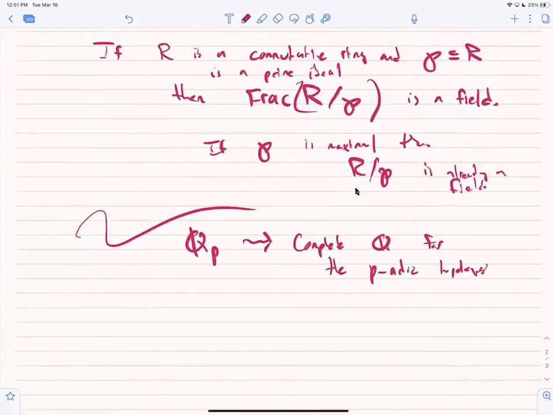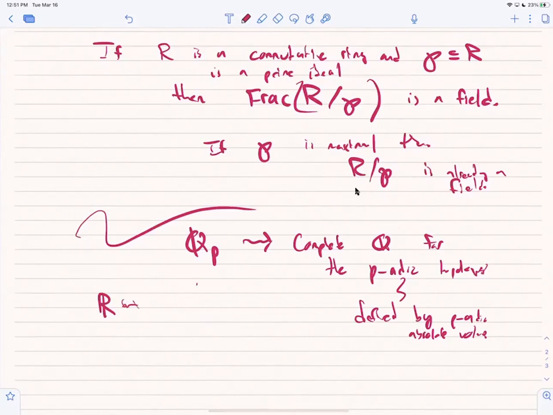What is that? This is defined by the p-adic absolute value. I'll say what that is in a second, but this is analogous to the real numbers. How do you get the real numbers? You complete the rational numbers in the topological sense of completion. You take all convergent Cauchy sequences for the topology defined by the classical Archimedean absolute value.